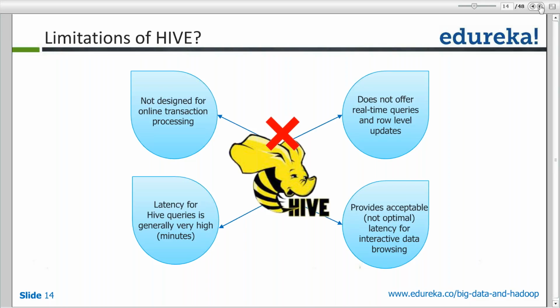The reason for this is Hive is ultimately MapReduce. MapReduce cannot do real-time processing. It can only do batch processing, sequential data access, where full table scans are always there. That's why you cannot use it for transaction processing. It does not offer real-time queries and row-level updates.